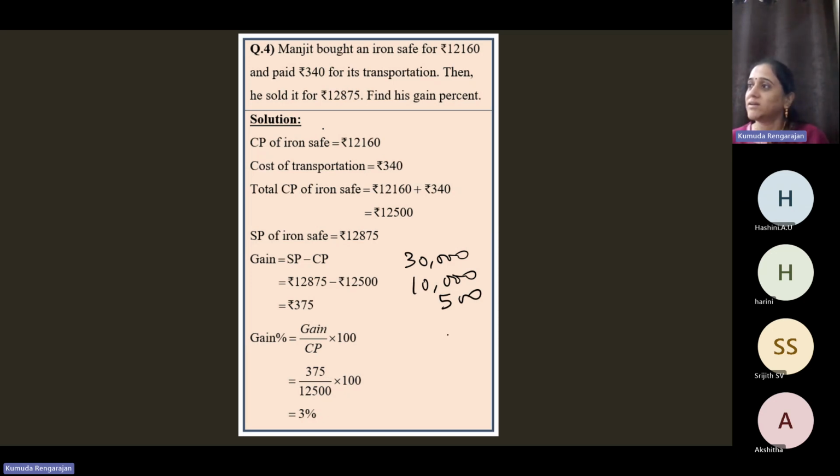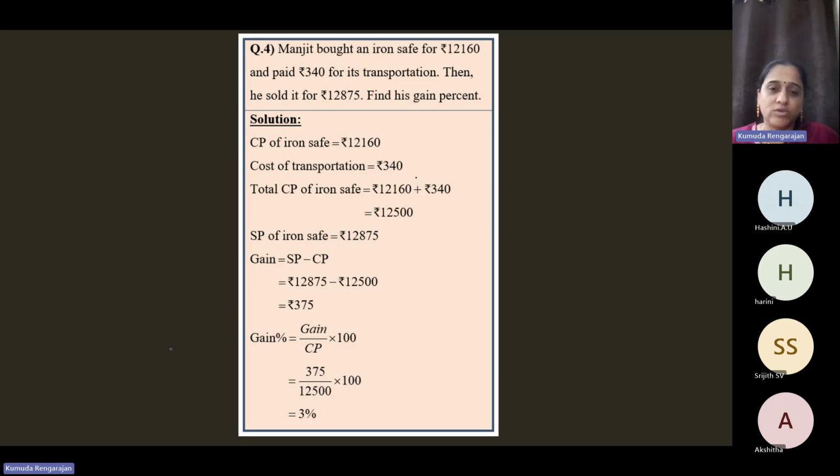Then supposing the refrigerator is coming by auto, but you are driving by your two-wheeler, then your 100 rupees two-wheeler petrol charges. And you're asking that man to get it from the ground floor to the second floor in your house. For that money. Then for that, everything should be added. That will be the total cost price. Whatever money you spend, everything.